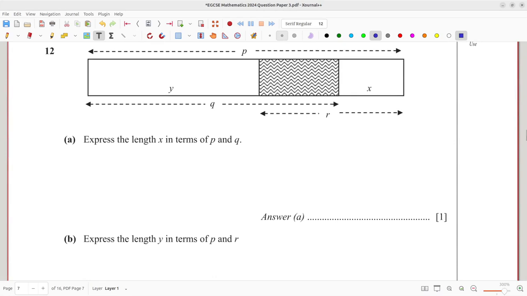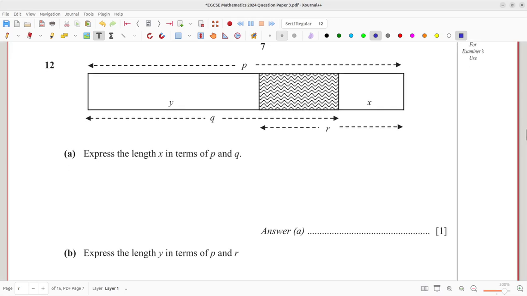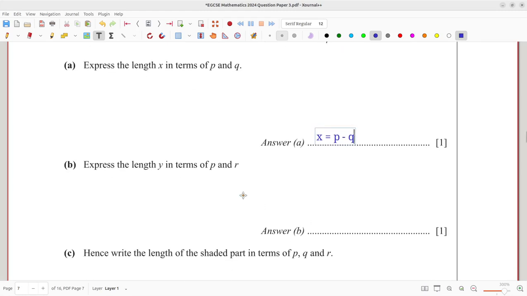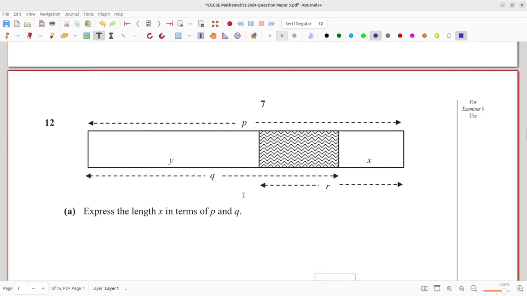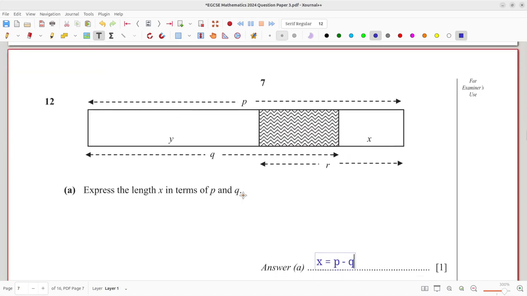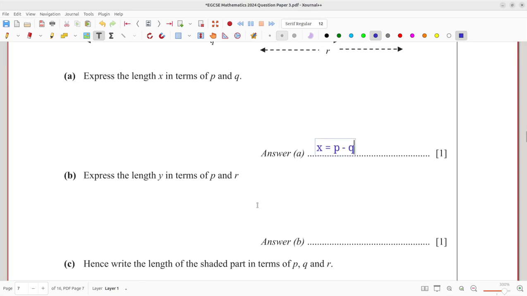Next question, express x in terms of p and q. That's a quick one. x, it's the longest. P is the longest. So x is equal to p, which is the longest, minus q. Express y in terms of p and r, rather. So y is equal to p minus r.